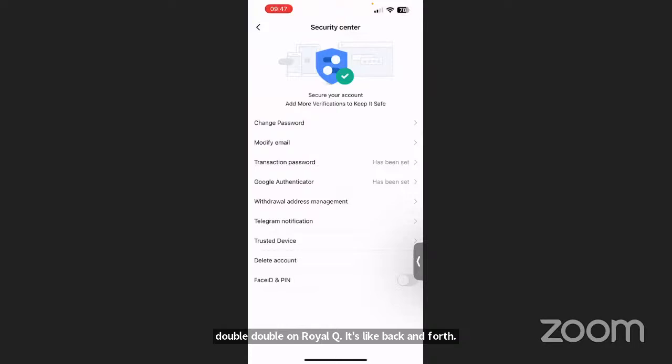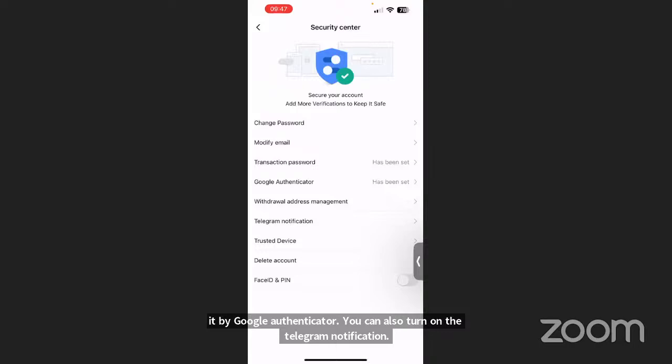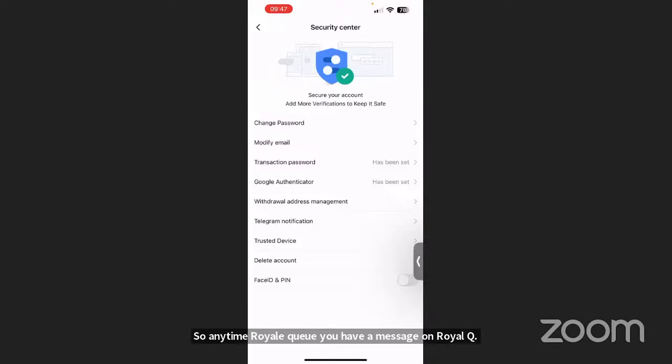Security center, this has to do with the security of your account, so just protect it so your account is actually protected. You can protect it by Google Authenticator. You can also turn on the Telegram notification, so anytime you have a message on Royalq, it alerts you on Telegram. Trusted device, when you click on it, you see all the devices that have actually logged into your account before. Delete account. If you are not happy with this lovely application and you say you don't want it again, please delete it.